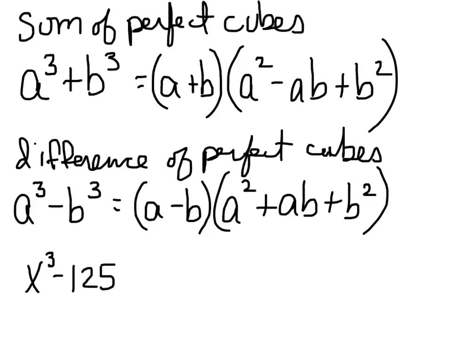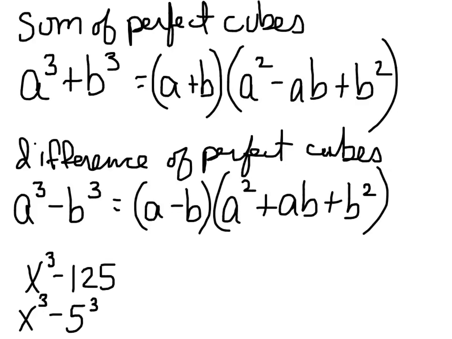Okay? So which formula would it model? The bottom one or the top one? The bottom one. Now what I need to know from you guys is what number multiplied by itself 3 times gives you 125? 5. So this is really like saying x to the 3rd minus 5 to the 3rd. So what letter is in the A position? X. What number is in the B position? 5. So all I'm going to do is take that formula I gave you, take the A out and put X in its place, take the B out and put 5 in its place.